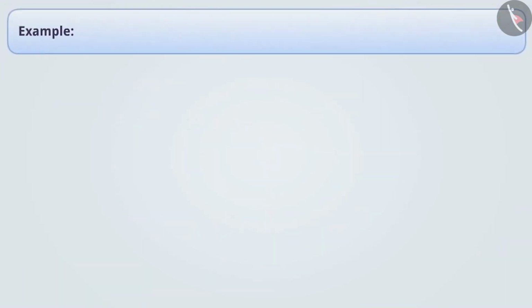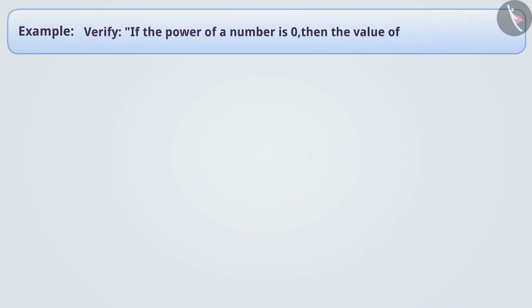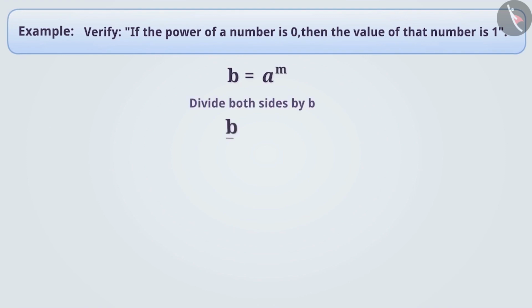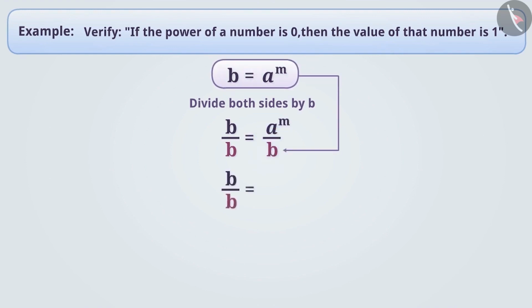Next example. Verify the statement: if the power of a number is 0, then the value of that number is 1. Let's verify it. Suppose b is equal to a to the power of m. Let's divide both sides by b. So, b by b is equal to a to the power of m divided by b. On the right side, we can write the value of b as a to the power of m. Hence, b by b is equal to a to the power of m by a to the power of m.